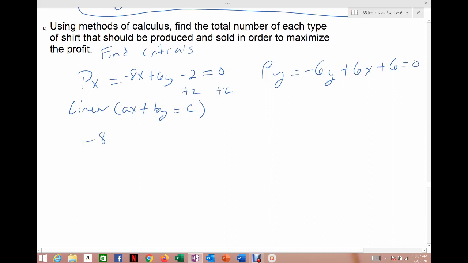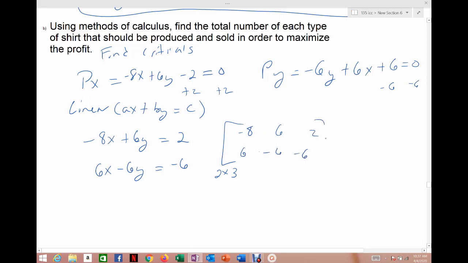And so the first equation is negative 8x, 6y. When I move the 2 over, it becomes a positive 2. And that one I have to move my 6 over and reorder it. Positive 6x first, negative 6y equals the constant negative 6. Plug it into your matrix. It's 2 by 3. And just make sure you're careful when you're typing it in. And show this. This is sort of the work.